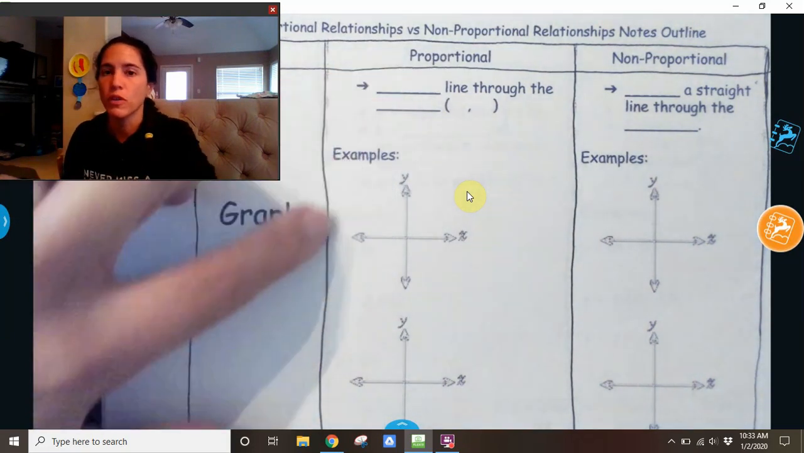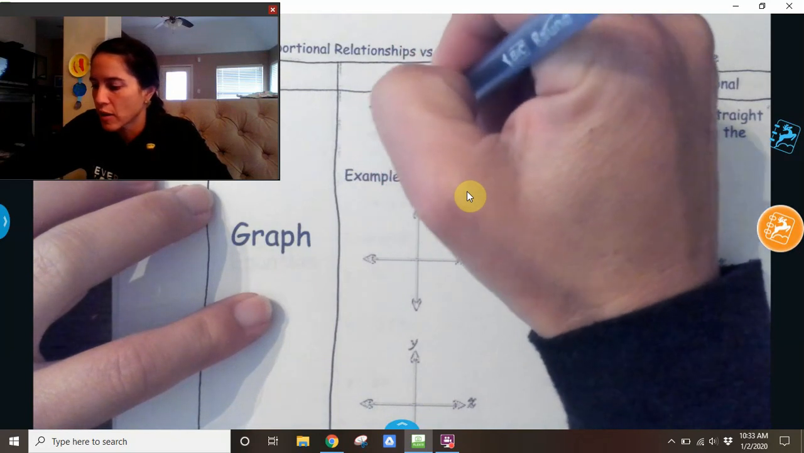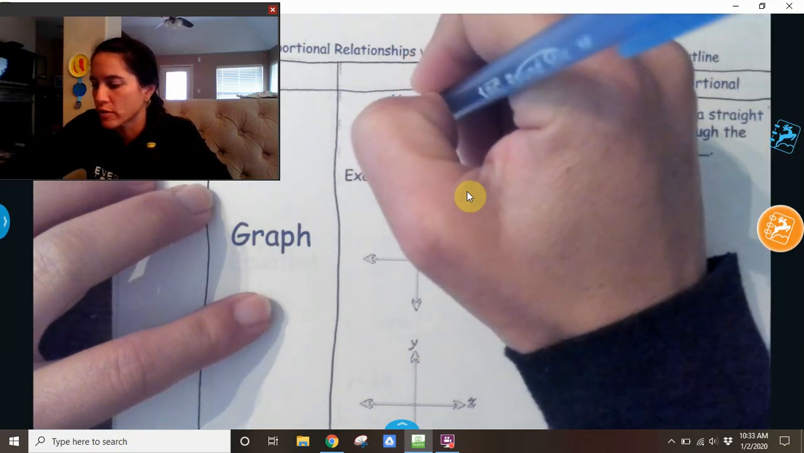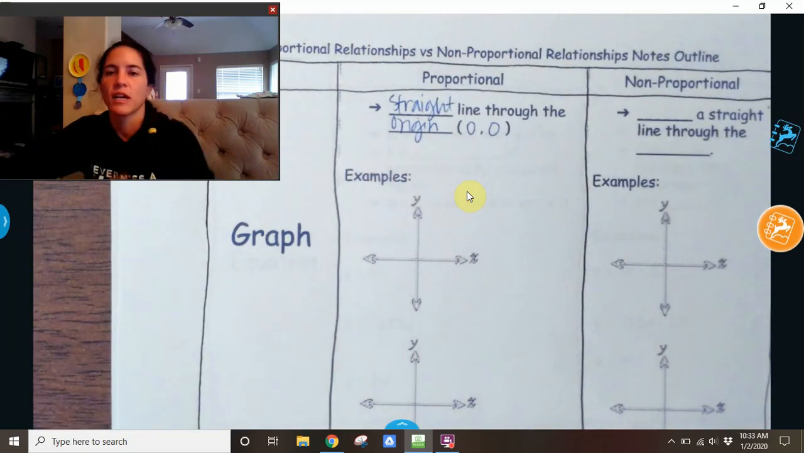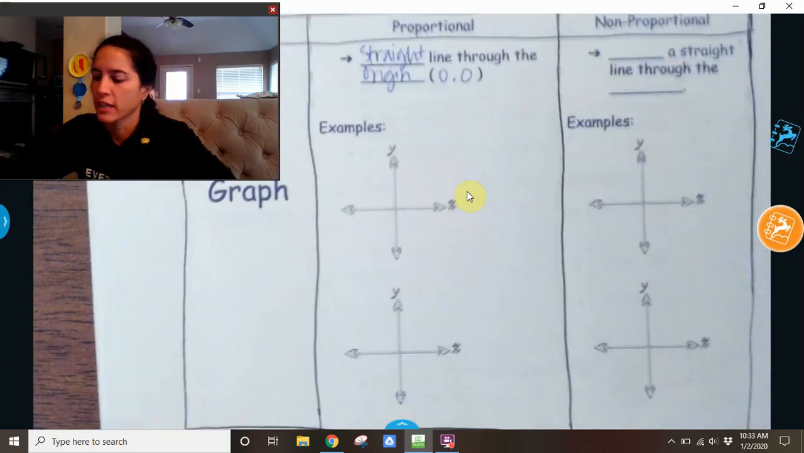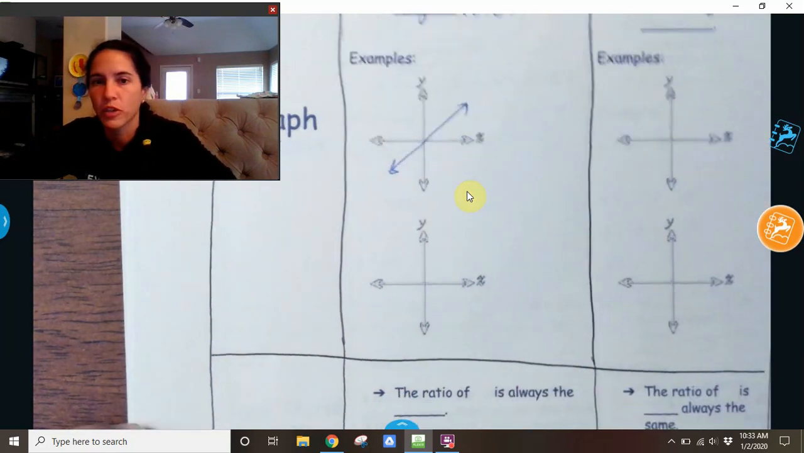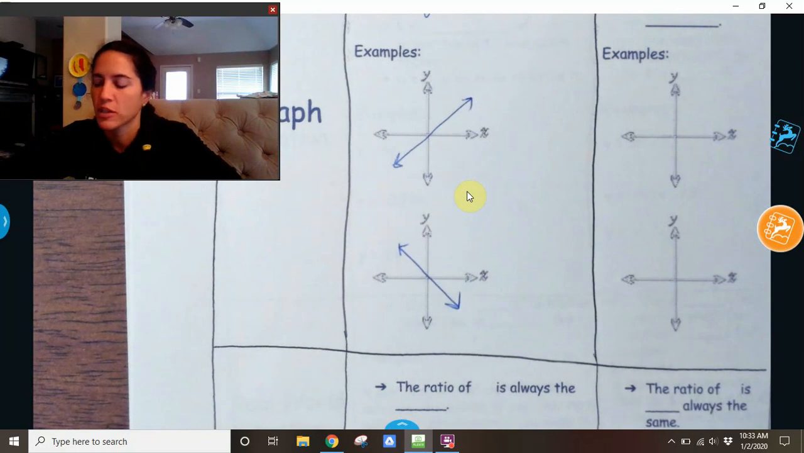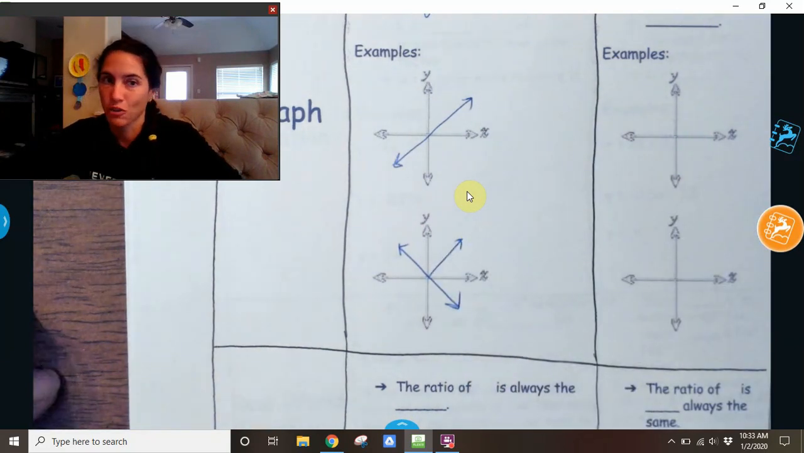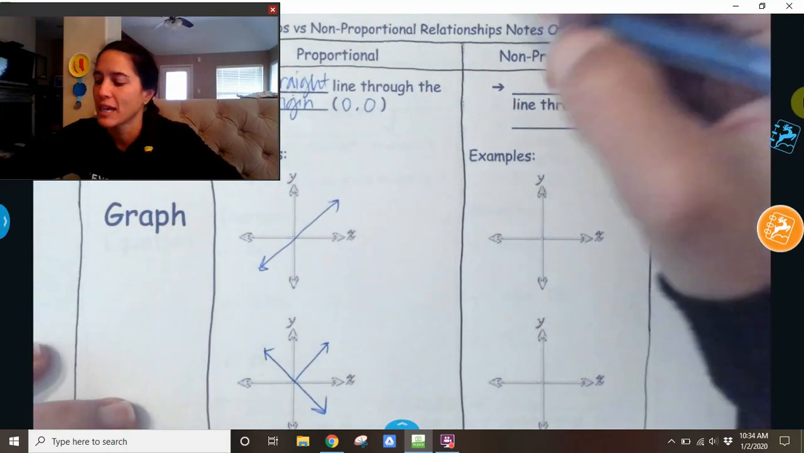So for a proportional graph, it has to be a straight line through the origin, and the origin is 0, 0. So a straight line through the origin could look like that. It could be a proportional graph. Maybe it just starts in the middle and it goes up. But it has to be a straight line, and it has to go through the origin. If it's non-proportional, it might not.